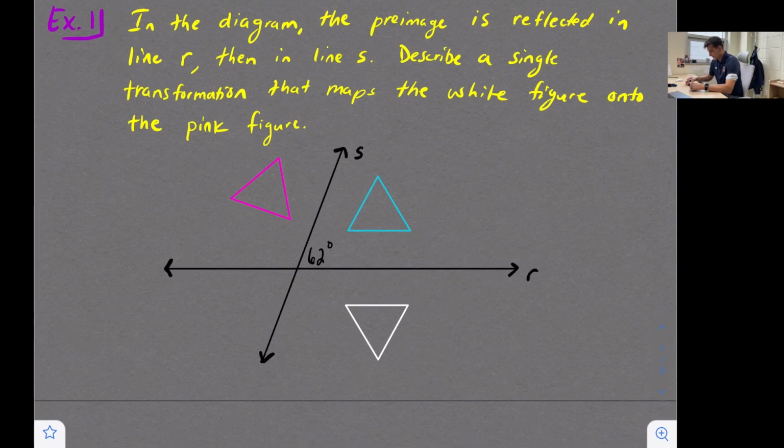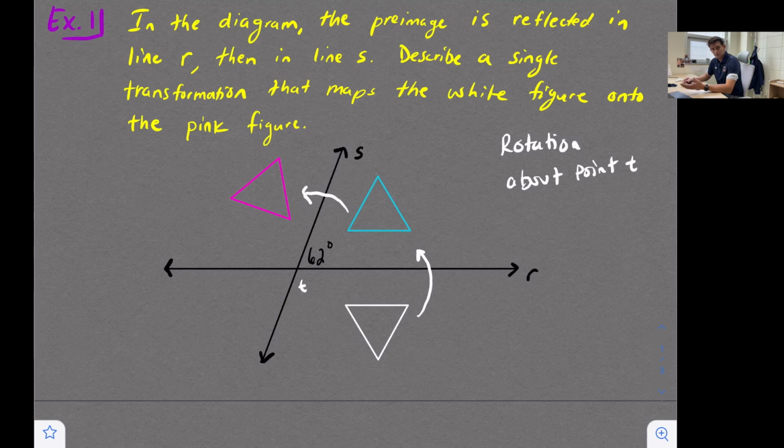So example 1 says, in the diagram, the pre-image is reflected in line R, then in line S. Describe a single transformation that maps the white figure onto the pink figure. So we're starting down here with the white figure, we are reflecting here, and then we are reflecting once again. So our theorem told us that this would be a rotation about point, and we'll call this point T, forgot to label that, about point T.